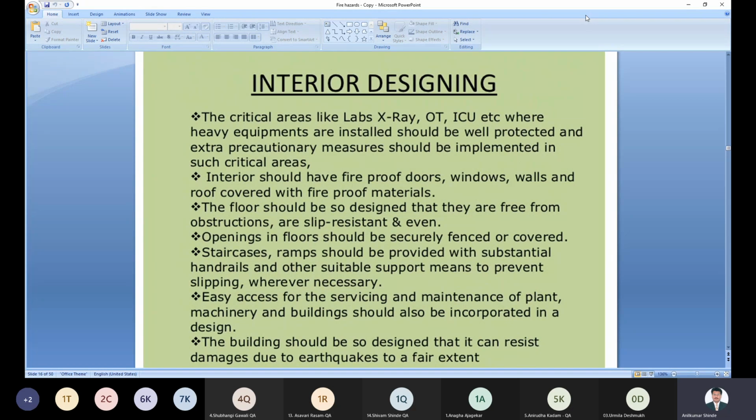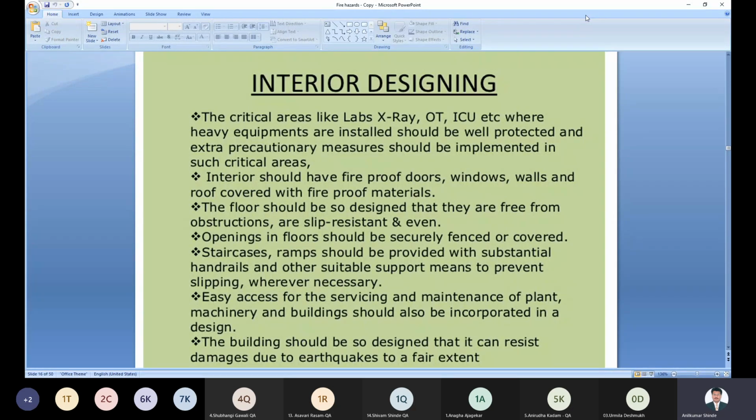Then the floor should be designed to be free from obstruction and slip resistant. Openings in the floors should be securely fenced and covered. Staircases and ramps should be provided with substantial handrails, right? Handrails should be required so a person can move from one place to another easily without slipping. Then other suitable supports to prevent slipping whenever necessary. So easy access for servicing and maintenance of the plant, machinery, and the building is also incorporated into the design.